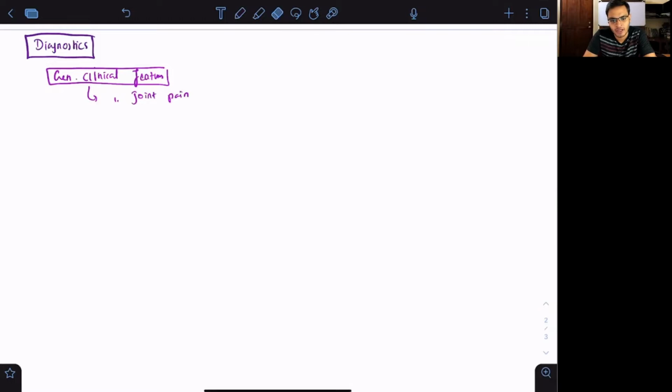This joint pain, guys, what do we call it commonly? Arthralgia, especially on movement. You all can put it in brackets: on movement and weight bearing.